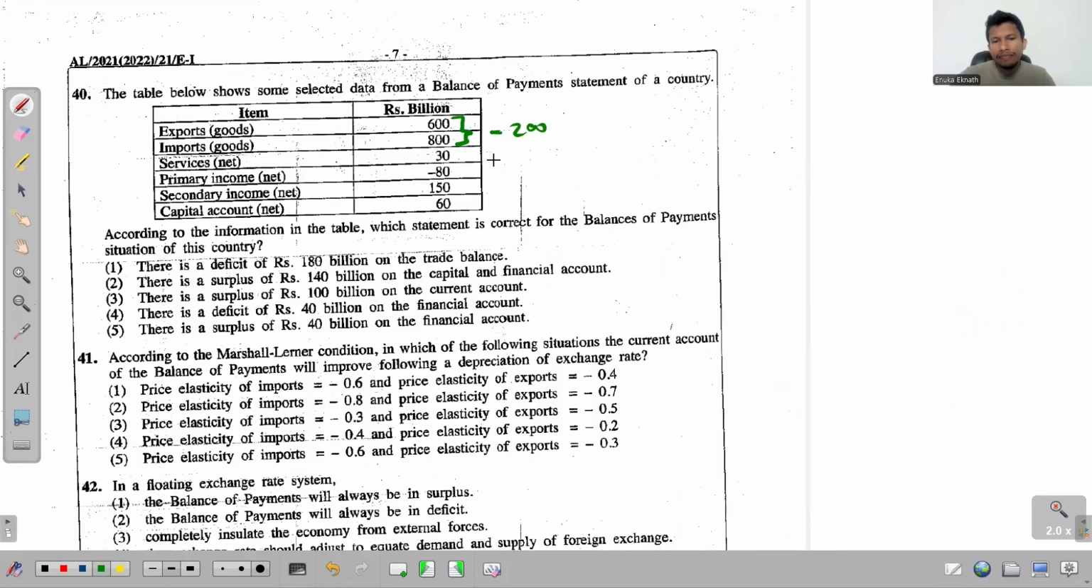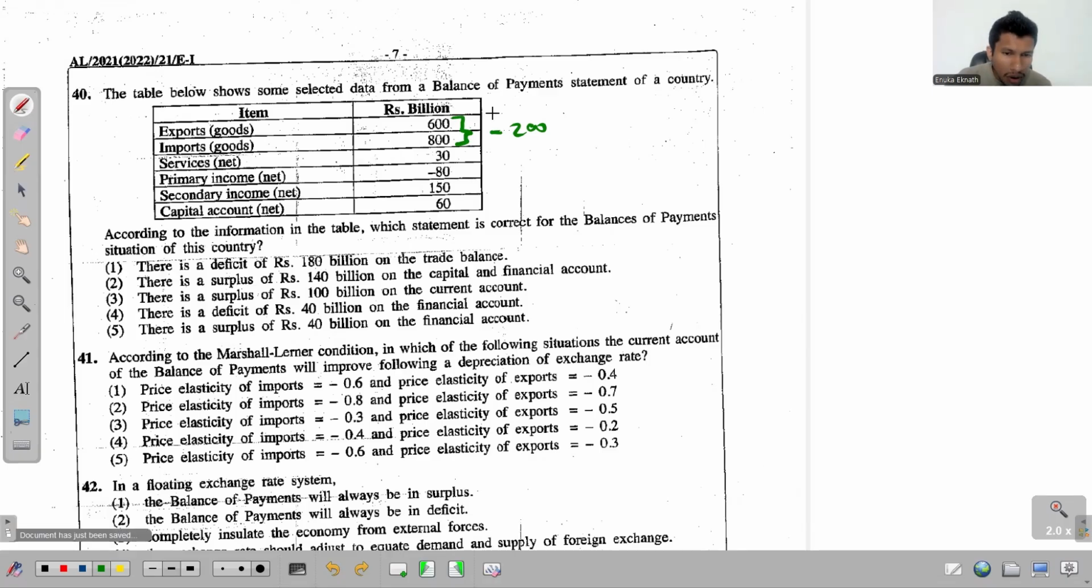The reason is that exports are lower than imports, and the expenditure is higher than the revenue, so the value has to be a minus value. So this is the trade account balance, and then we get the services account balance, that's a plus value. And also we have the primary income account balance, that's minus 80, and the secondary income account balance is plus 150.